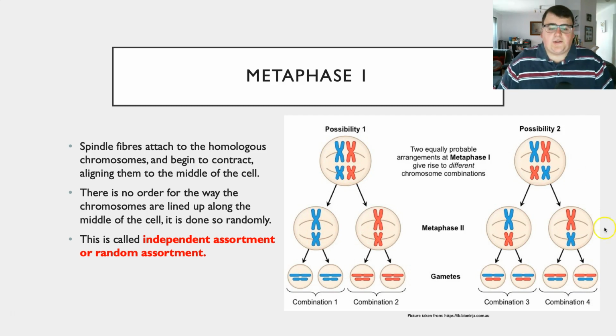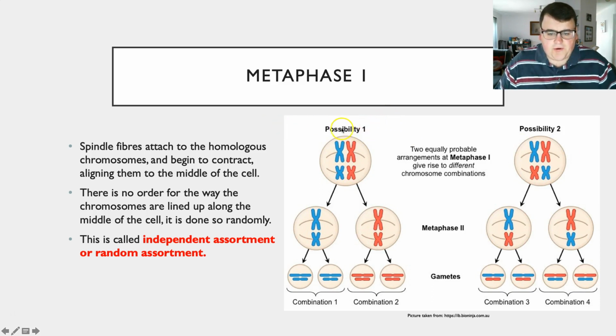We then move on to metaphase, where the spindle fibers will attach to those homologous chromosomes and begin to contract. Those homologous chromosomes will then align in the middle of the cell. We can see in this step here that they start to line up along the middle of the cell. The difference between metaphase in mitosis and metaphase 1 in meiosis is that last time we just had 1 chromosome lined up down the middle, whereas in metaphase 1 we end up with 2 lined up together in the middle.